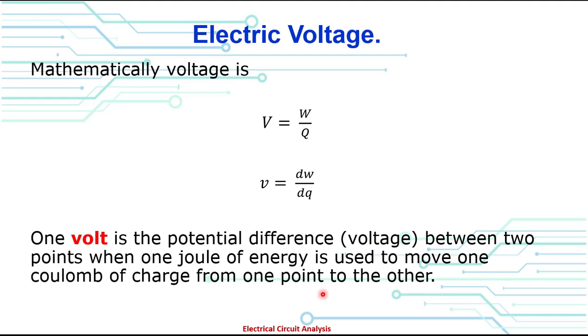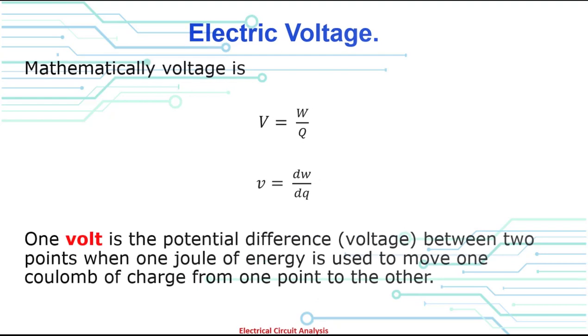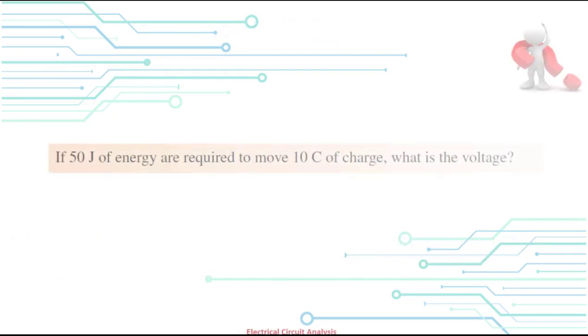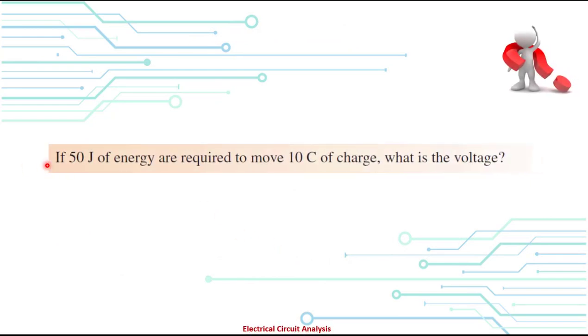Now we understand the concept of voltage. We can do a small calculation. If 50 joules of energy are required to move 10 coulombs of charge, what is the voltage? Now you can use the voltage equation to calculate the voltage. Here I will pause for a while for you to do your calculation.